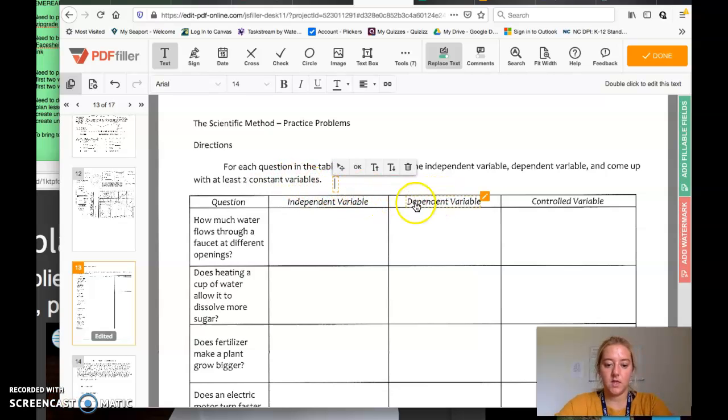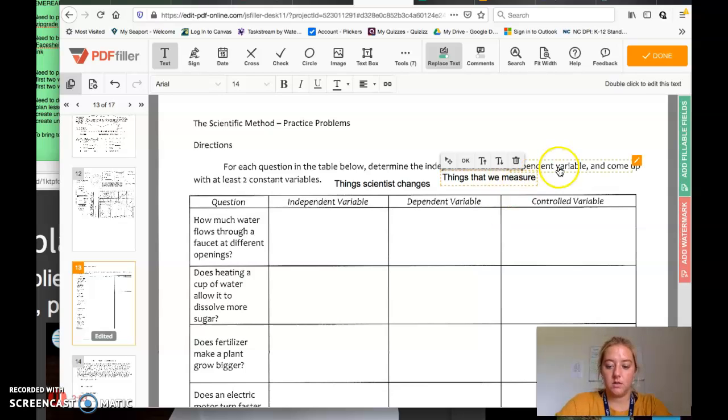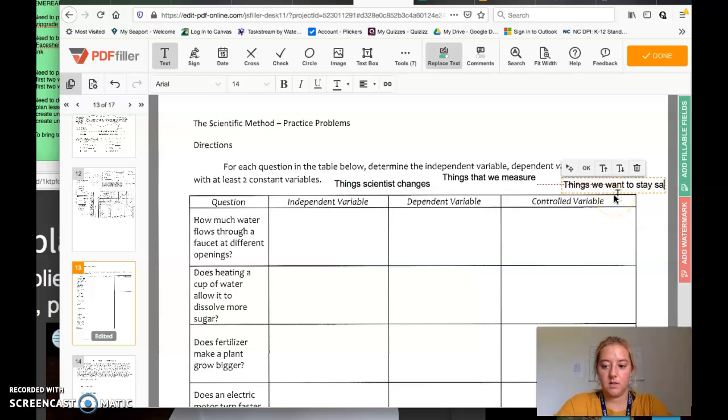Remember, if you recall from our notes, independent variables are things the scientist changes, and our dependent variables are things usually that we measure, and our control variables are things we want to stay the same. Okay, so if you're following along, you can write this in your notebook. That'll help you a lot.